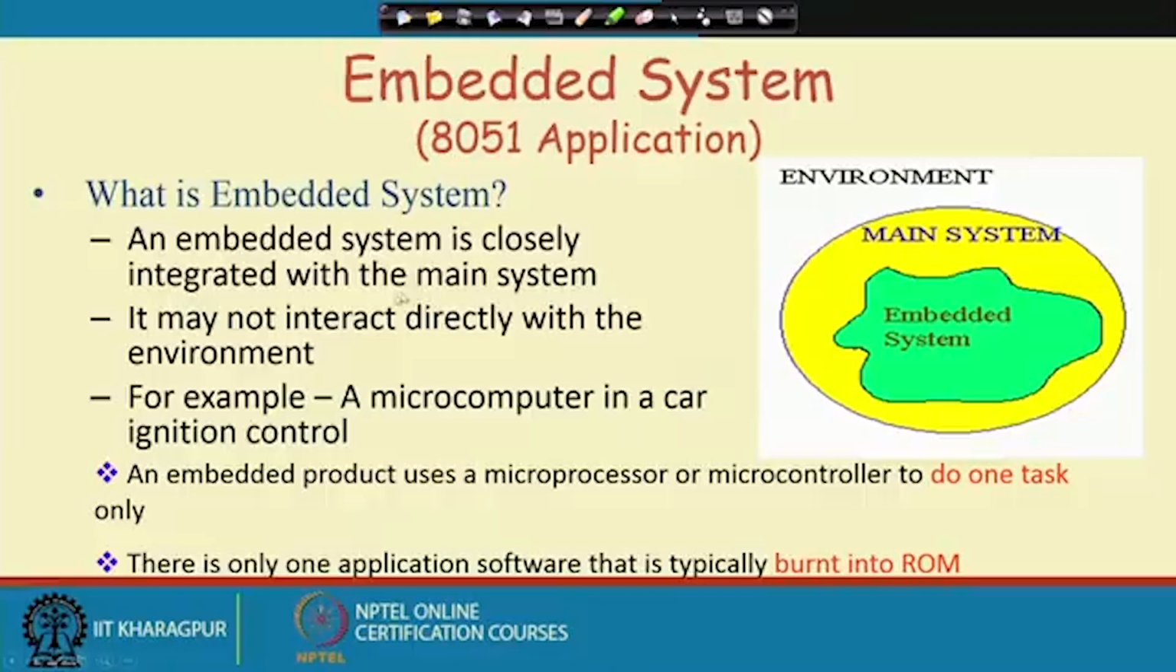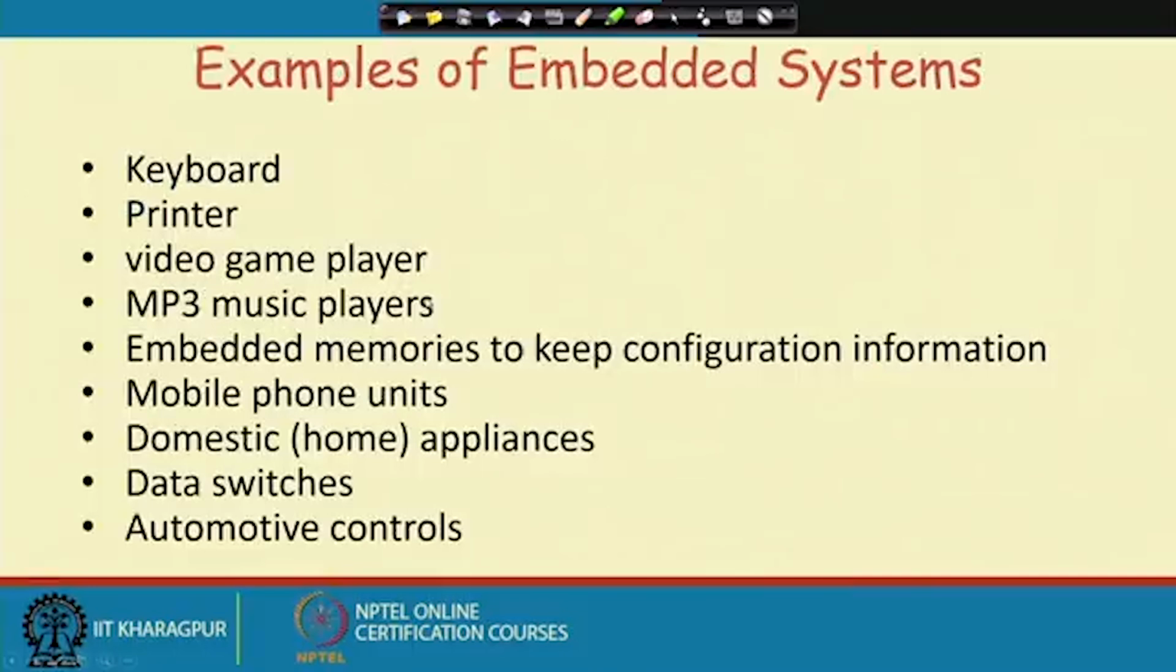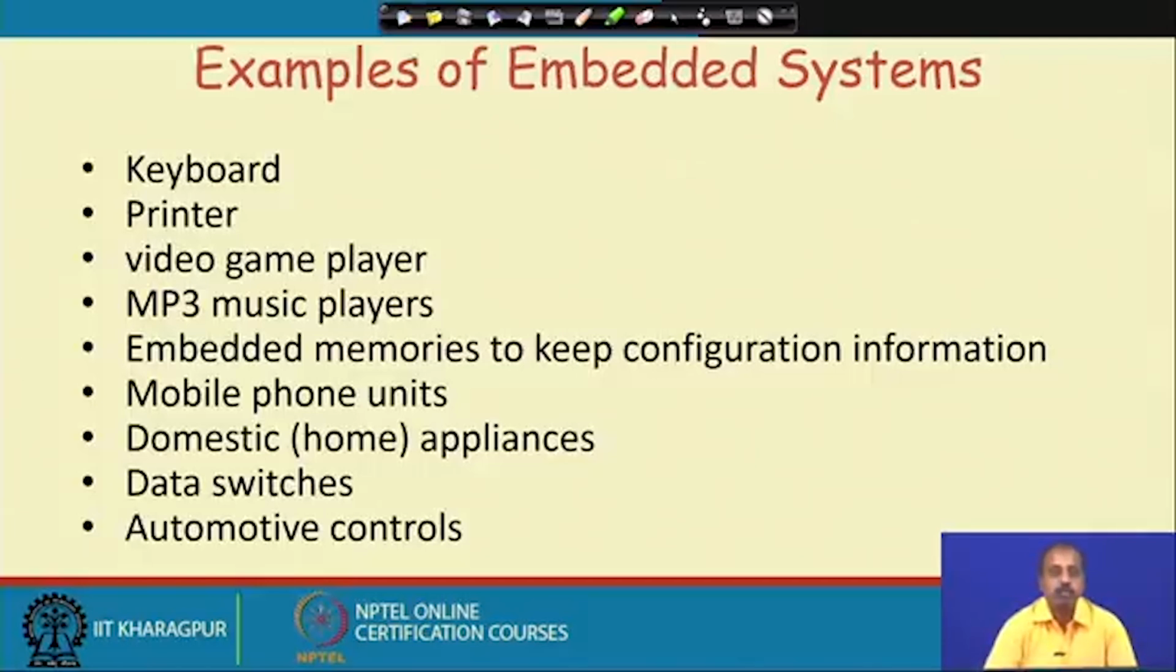Okay. So, we can just burn those programs onto the ROM, so that only those programs will be executed by the processor. That is the point where this 8051 may be useful. Typical examples of embedded systems are keyboards, printers, video game players, MP3 music players, embedded monitors, mobile phones, cameras, and automotive control. All these are different examples of embedded systems. They have these processors built into them.